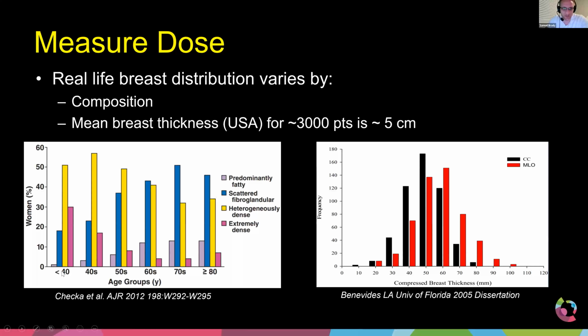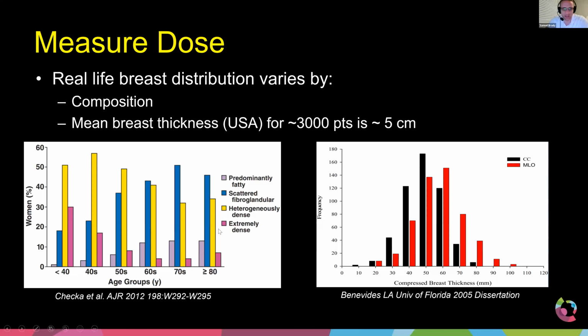You can see here, as a function of age, you have predominantly fatty, scattered fibroglandular, heterogeneously dense, and extremely dense. So the younger women tended to be heterogeneous to extremely dense when it comes to fibroglandular, to glandularity. And then as you get older, you see the right side shift, these dark purple and yellow start to shrink, and this blue and light lilac color starts to increase.